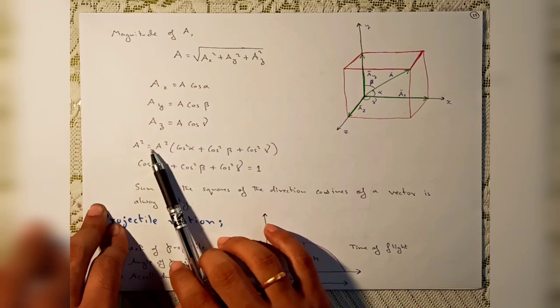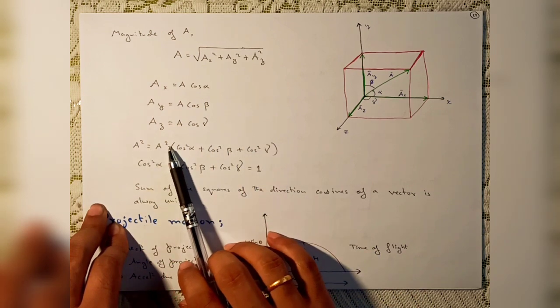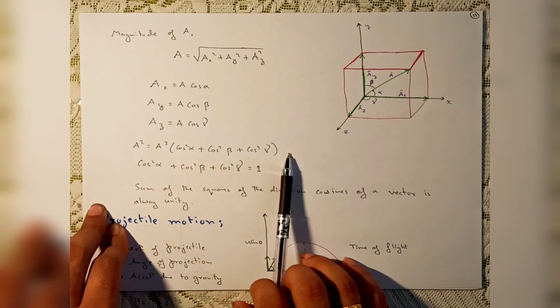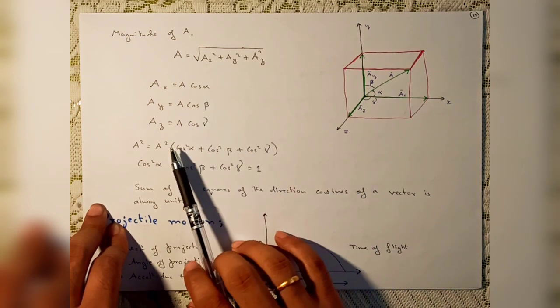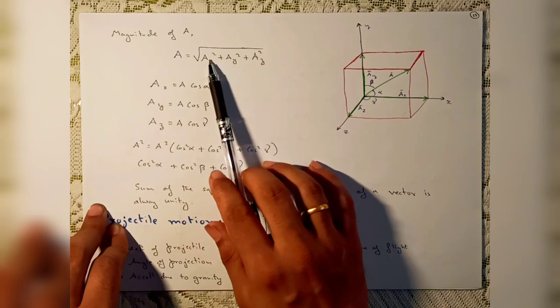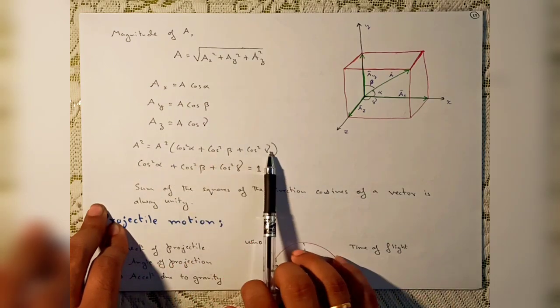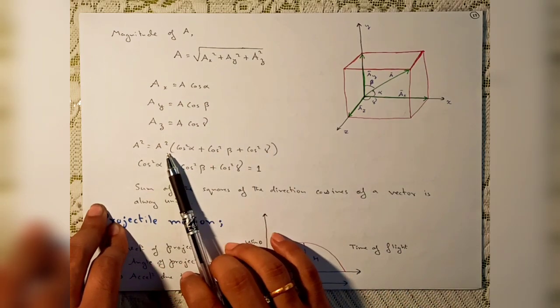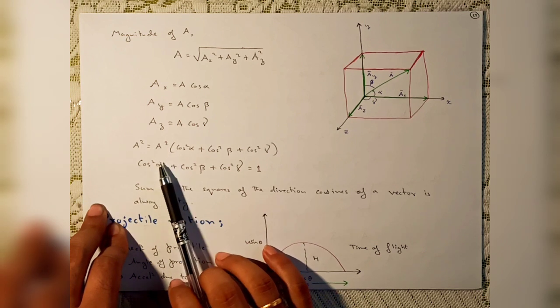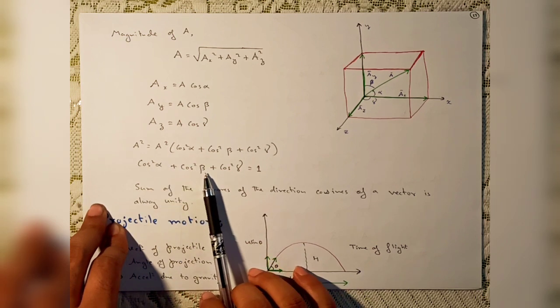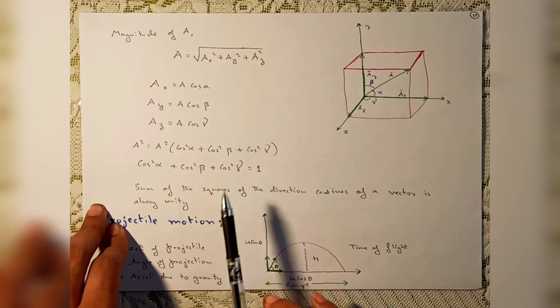Hence A square will be equal to what? A square, everything under bracket. Whatever it is, just substitute from here in this formula. You are going to get this. These are going to get cancelled out. You are left with what? Cos square alpha plus cos square beta plus cos square gamma is equal to 1.